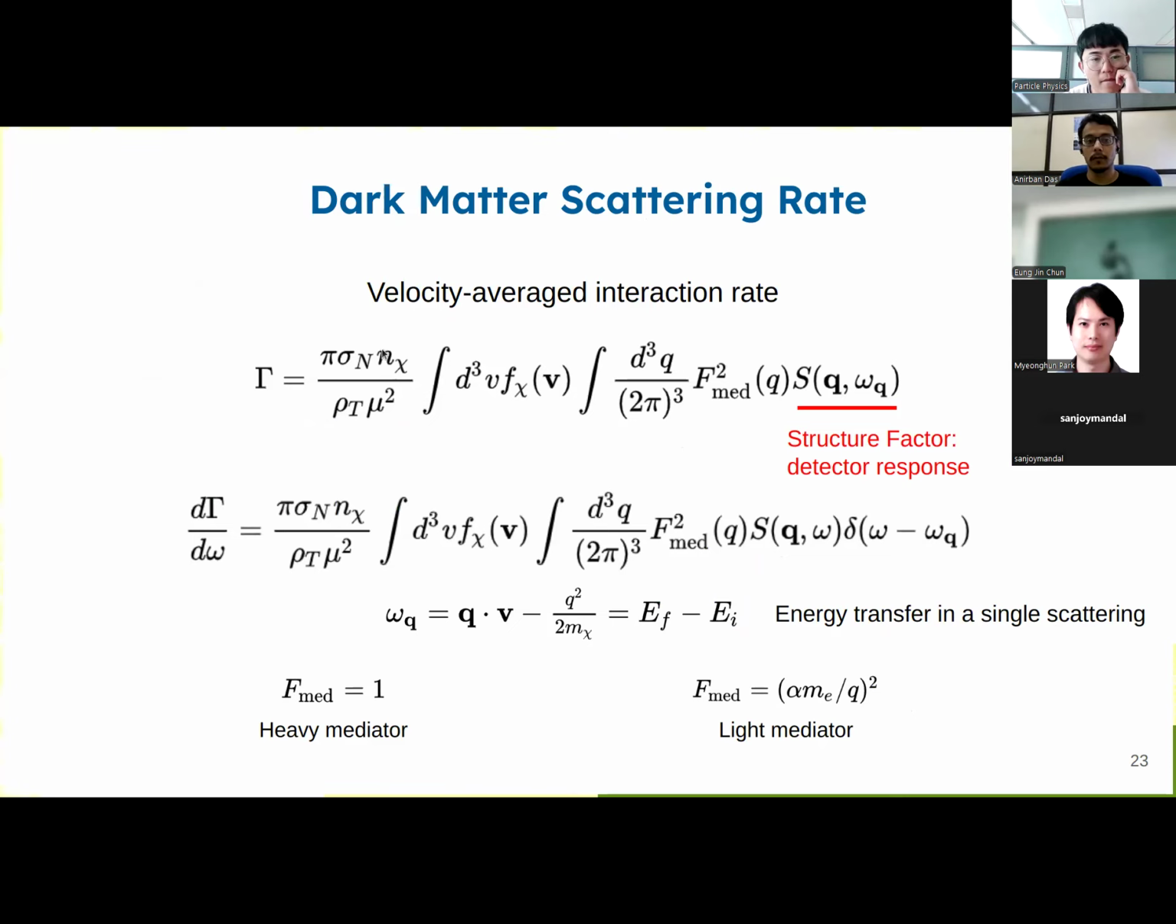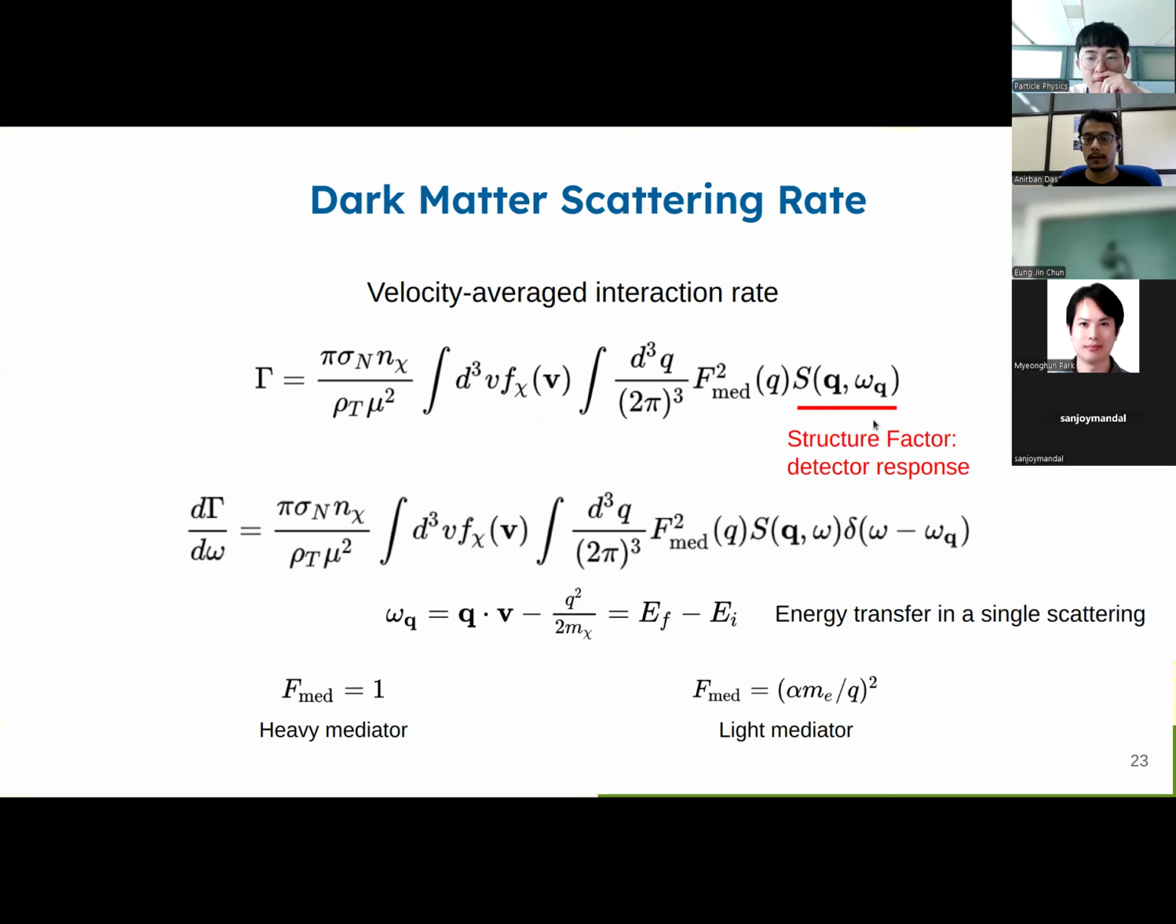It's just proportional to the dark matter number density, proportional to the scattering cross-section, sigma n. We integrate over the dark matter velocity distribution. In the Milky Way halo, it's supposed to have a Boltzmann distribution with roughly a mean velocity of 220 or 130 kilometers per second. And finally, there's a momentum integral. There are two components inside this integral.